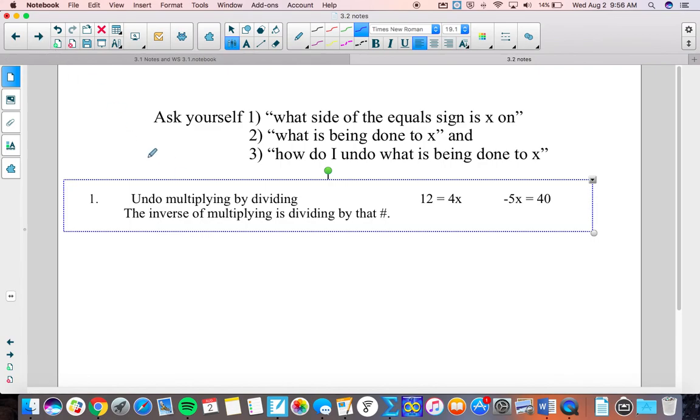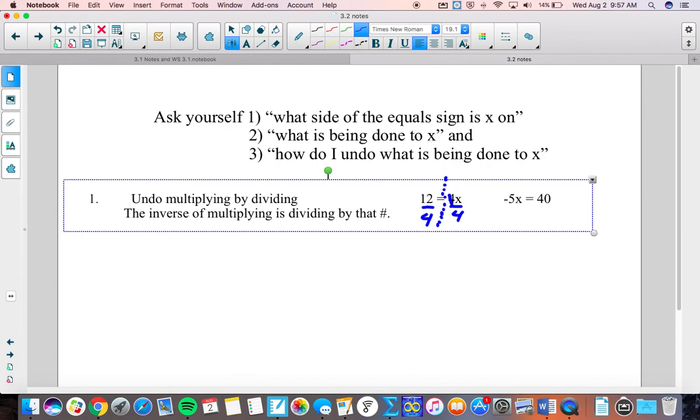So here we go. Let's try these examples. What side of the equal sign is x on? It's on the right side of the equal sign. What's being done to it? It's being multiplied by 4. So how do we undo multiplying by 4? We divide by 4. And what we do to one side, we have to do to the other.